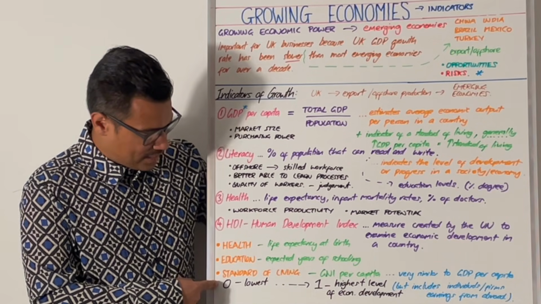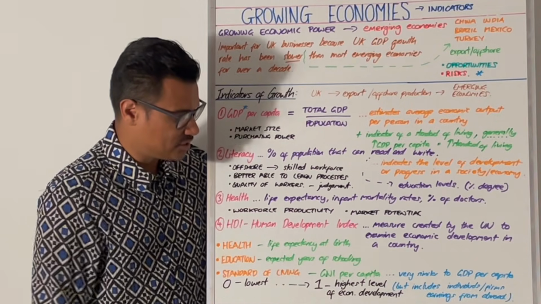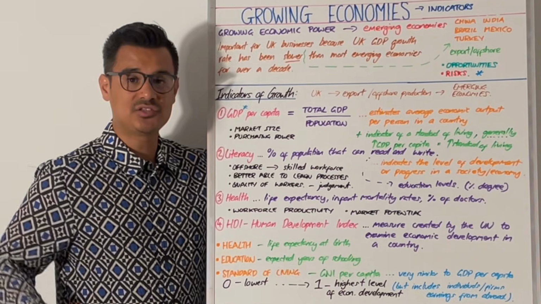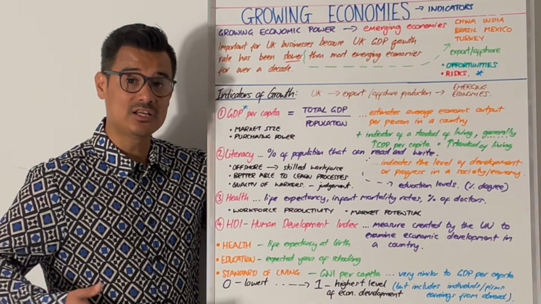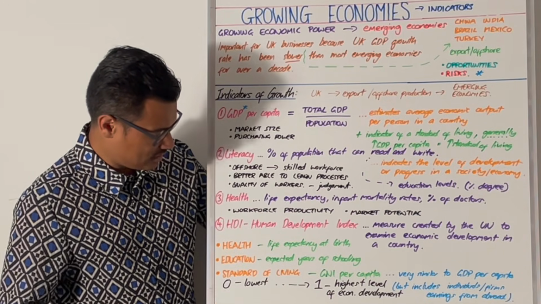So the score you'll get at the end is between 0 and 1. 0 is the lowest you can score, 1 is the highest you can score. So the nearer you are to 1 suggests there is a good level of economic development in that economy. 0 means there's limited or no economic development.